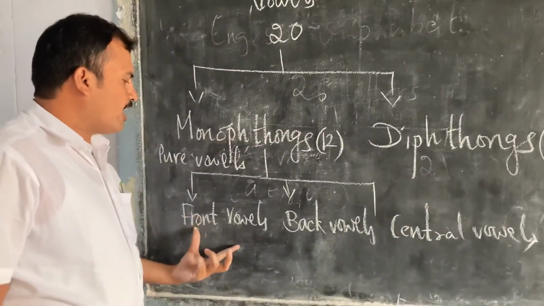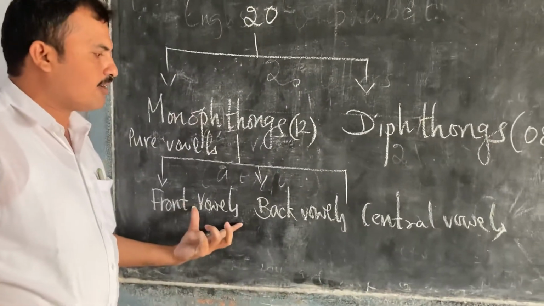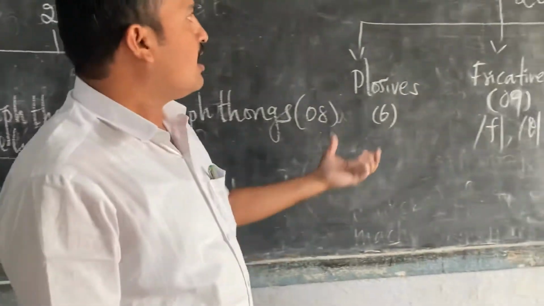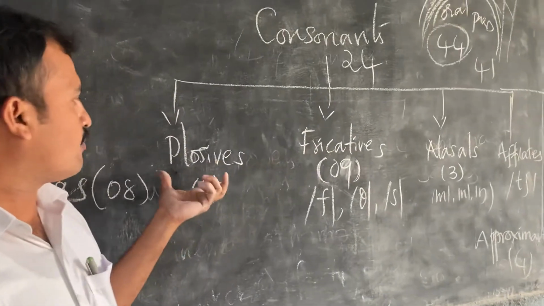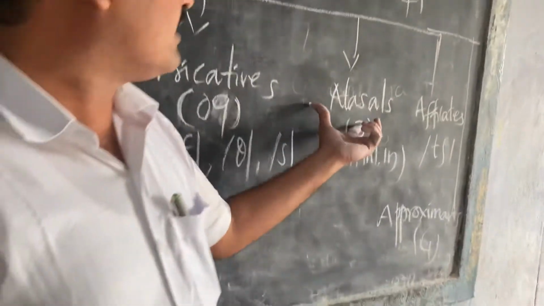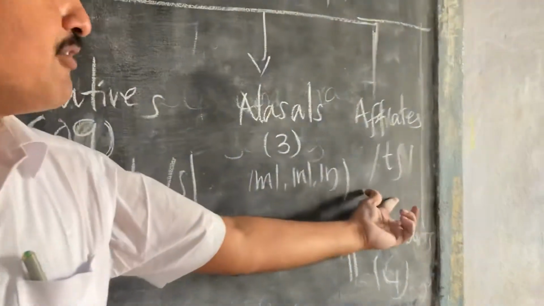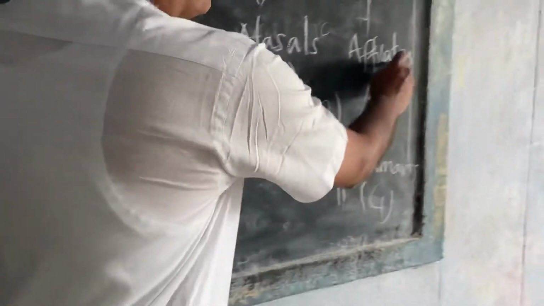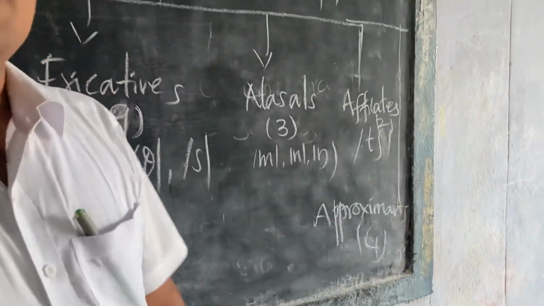Monophthongs are further divided into front vowels which are 4 in number, back vowels which are 5 in number, and central vowels which are 3 in number. And the consonants are again divided into plosives which are 6 in number, fricatives which are 9 in number, nasals which are 3 in number, affricates which are 2 in number, and approximants which are 4 in number.